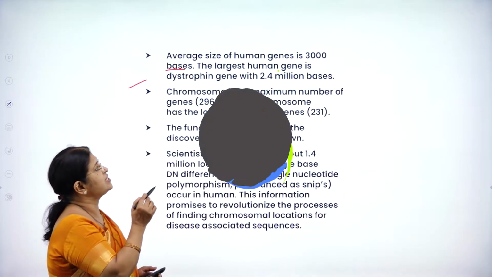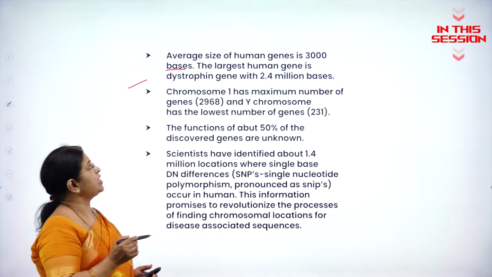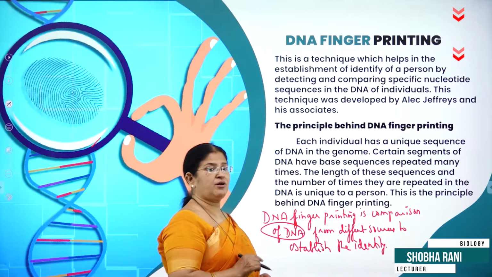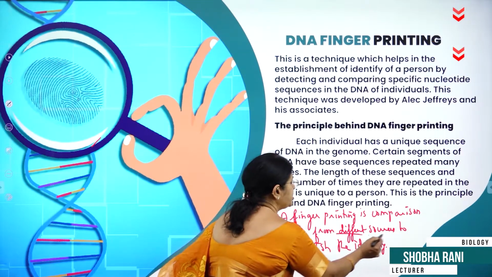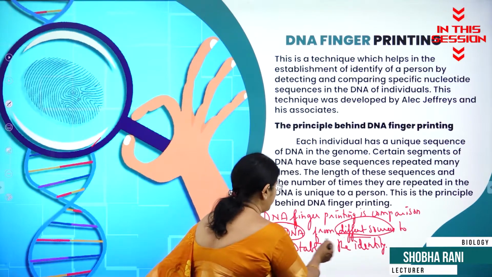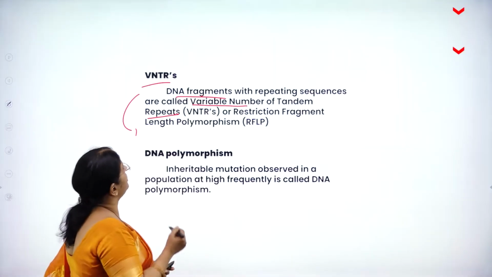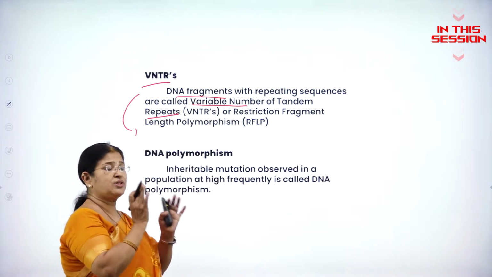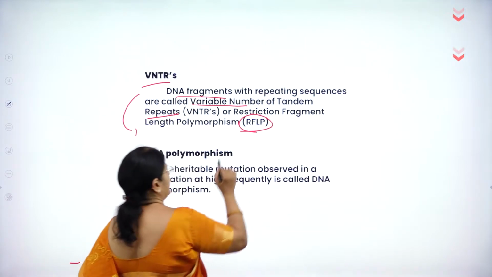So average size of human gene is 3000 bases. DNA fingerprinting is what? It is a comparison of DNA from different sources to establish the identity. What is VNTR? Variable number of tandem repeats. It is also called RFLP.